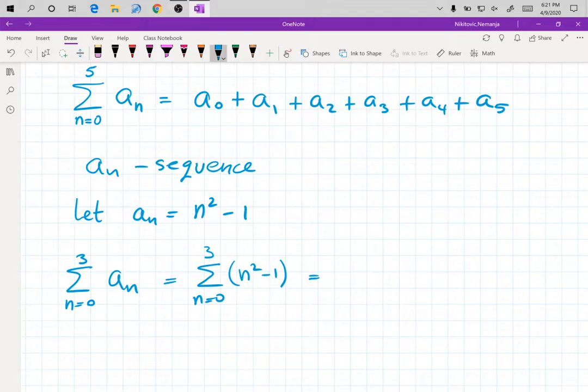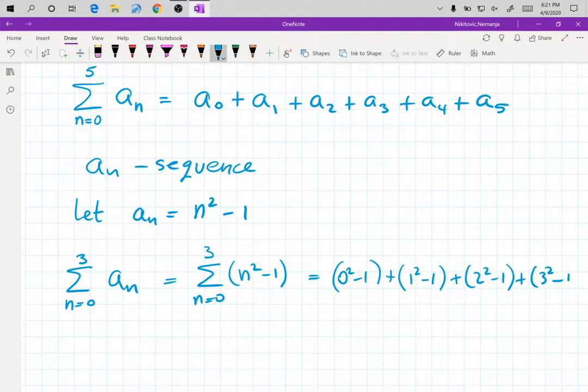So your first n is 0, so you have 0 squared minus 1. Then the next time around, your n is 1, so 1 squared minus 1. And then 2 squared minus 1. And the last term, 3 squared minus 1, because I am ending this problem at 3. And now I just compute these values. That's negative 1 plus 0 plus 3 plus 8 for a total of 10. So this series converges to 10.